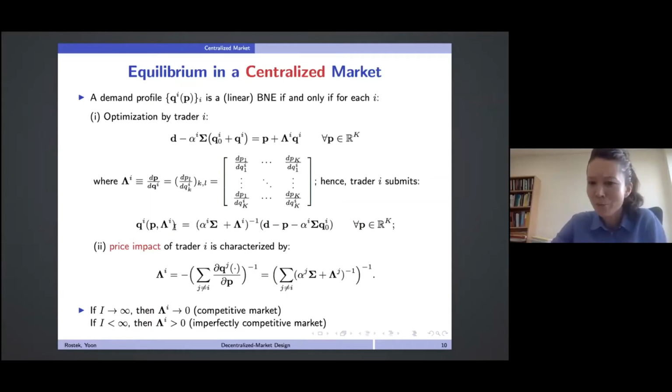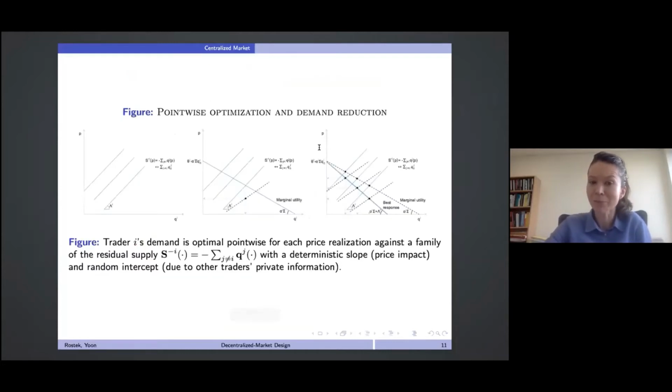Working directly with price impact is not only going to be more tractable, you'll see it in a moment, but it will also provide us with insights about the role of imperfect competitive behavior. All right, two remarks. As the number of traders grows large and price impacts tend to 0, so long as the risk aversion does not increase too fast, in the limit traders submit their competitive demands, which given the quasi-linearity coincide with their primitive marginal utility.